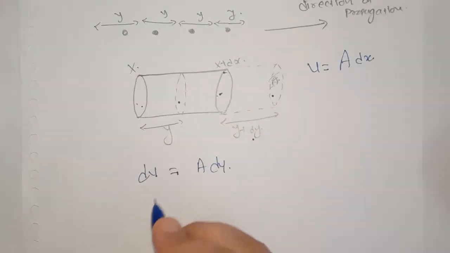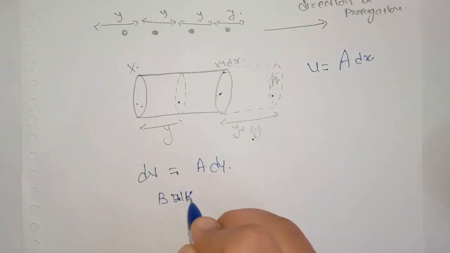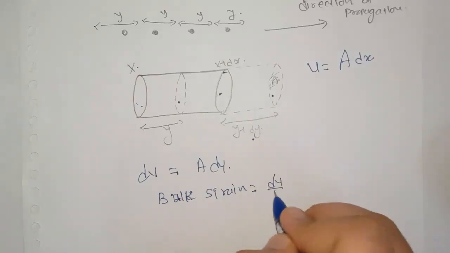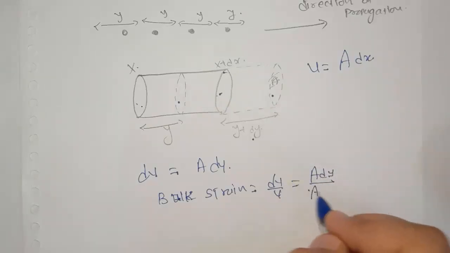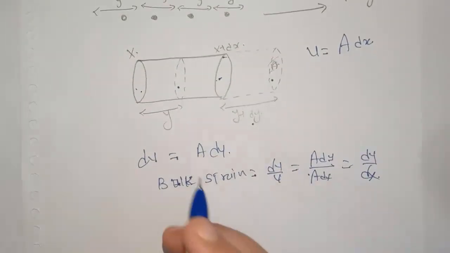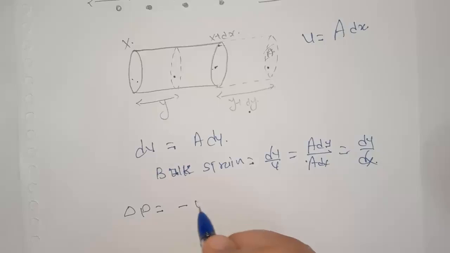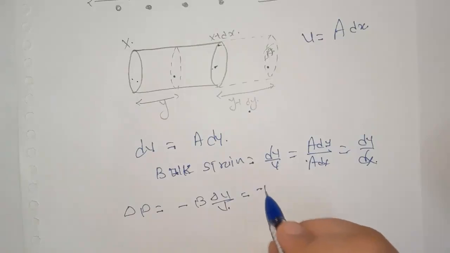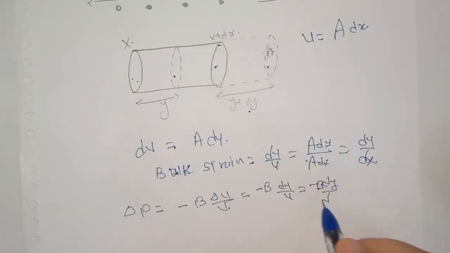The bulk strain is delta V by V, that is dV by V, that is A dy divided by the total volume A dx, that is dy by dx. Now, the change in pressure or excess pressure delta P can be written as minus B delta V by V, that is minus B dV by V, that is minus B dy by dx.